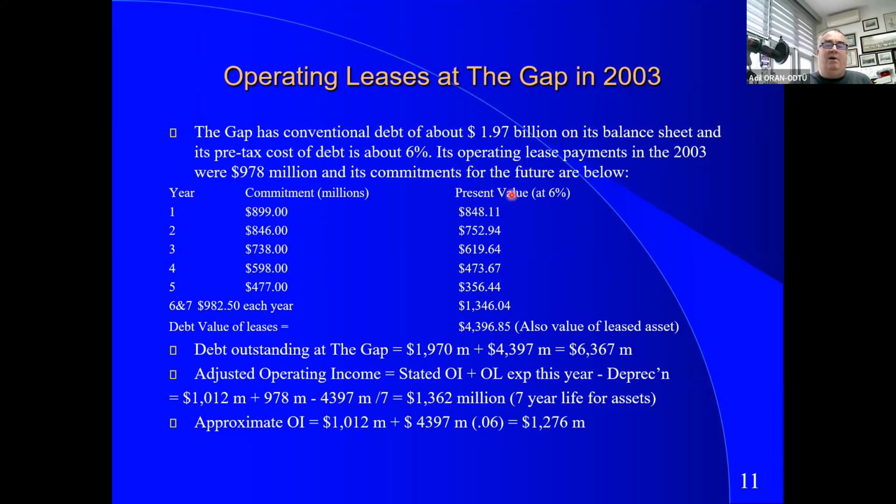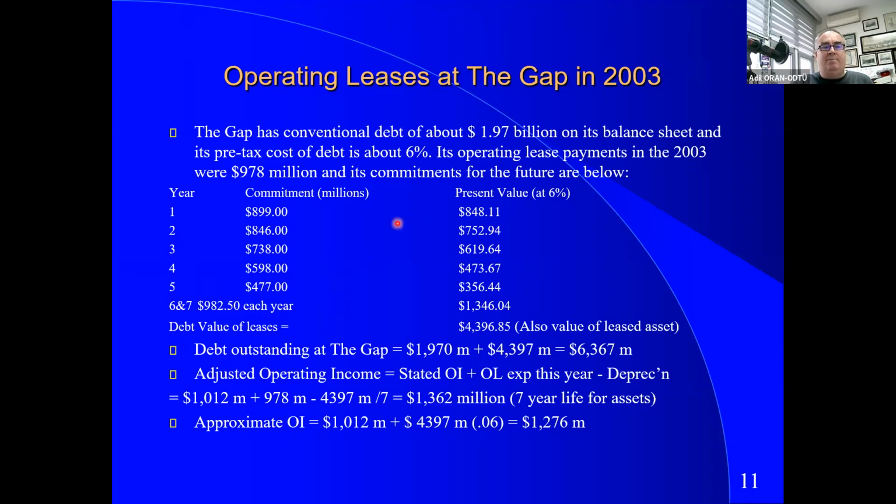You can typically find this information in the notes to the financial statements: the lease payments that they will have to make in the coming years based on their existing agreements. They will be making this much in year 1, year 2, year 3, year 4, year 5. It goes down a little bit because some of the lease agreements are expiring, so they may not have to be renewed. In years 6 and 7, we have this amount, 982 each year.